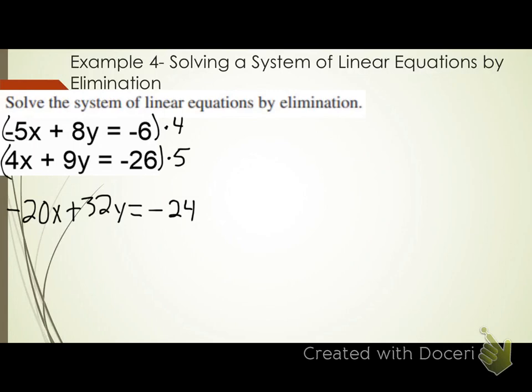Okay, now we're multiplying the bottom equation by 5. What's 5 times 4x? 20x. 5 times 9y is 45y. 5 times negative 26.